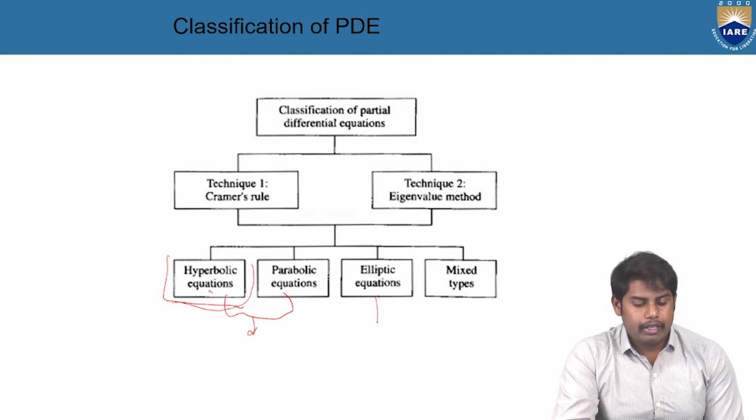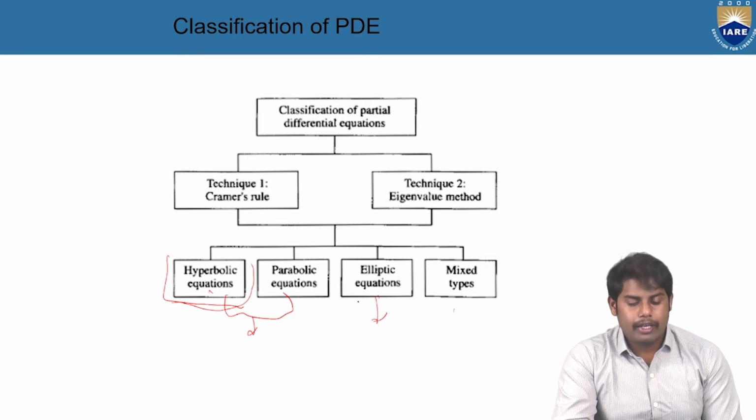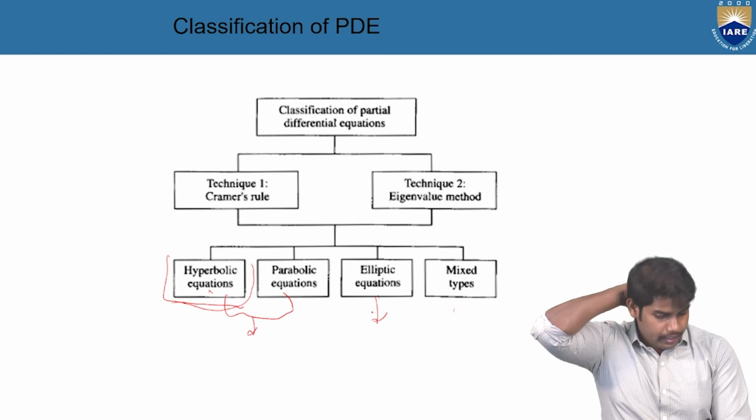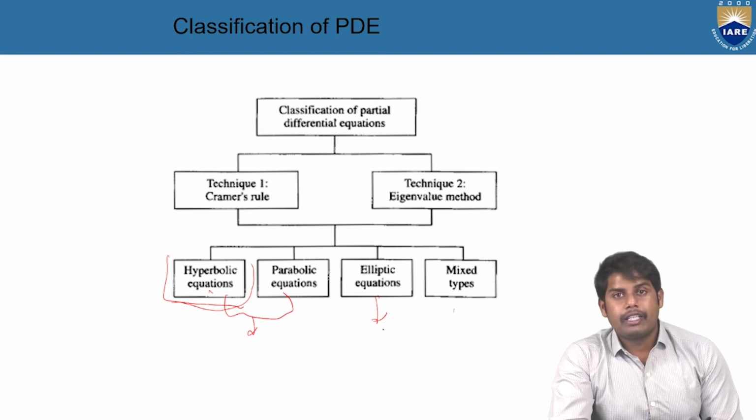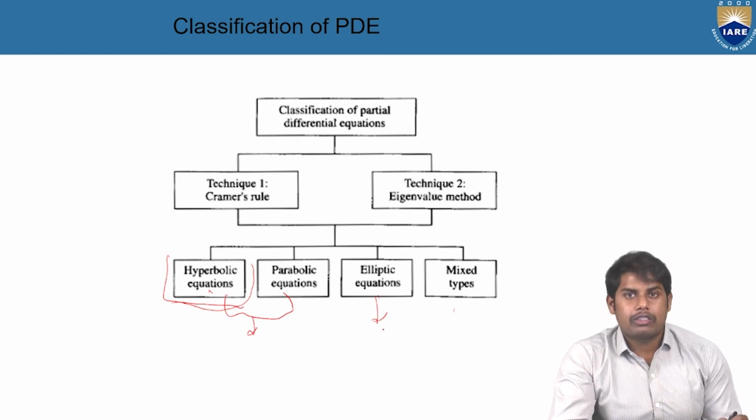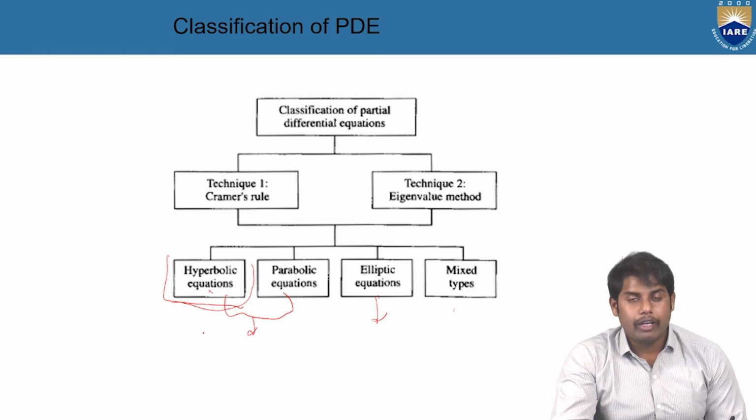Then you have elliptic equations, which are called boundary value problems. Then you have mixed types, which are basically a combination of parabolic and elliptic. So basically we say parabolic in space and elliptic in time. So these combinations you have.